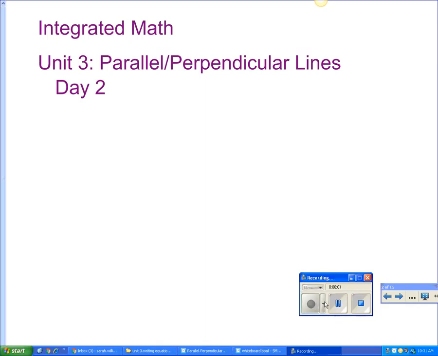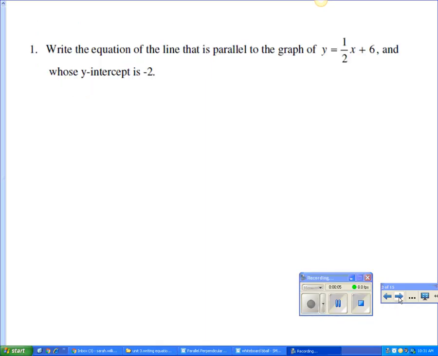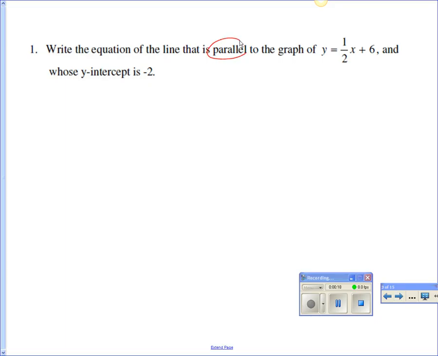Parallel and perpendicular. Okay, number 1 says write the equation of a line that is parallel to the graph of y equals 1/2 x plus 6 with a y-intercept of -2. Okay? So the first thing I want you to do is circle parallel because that's the key word in this one, parallel. What does parallel mean from yesterday? Same what? Good, same slope.